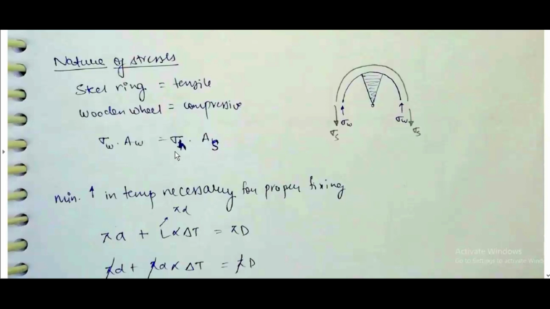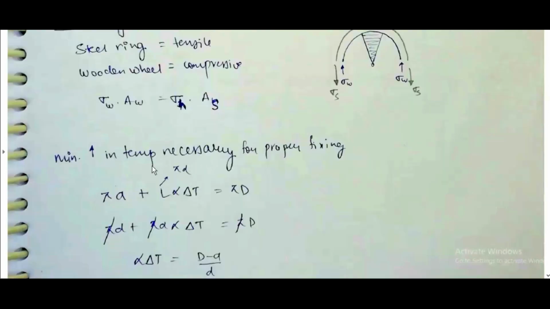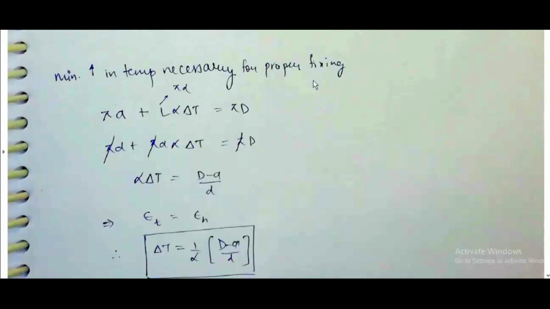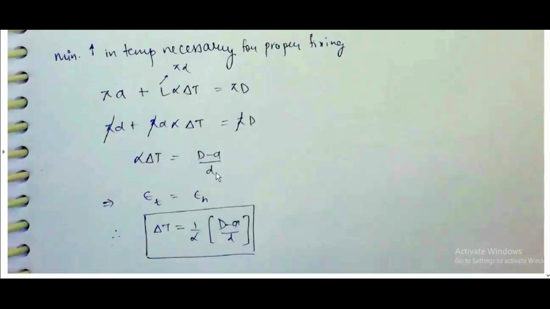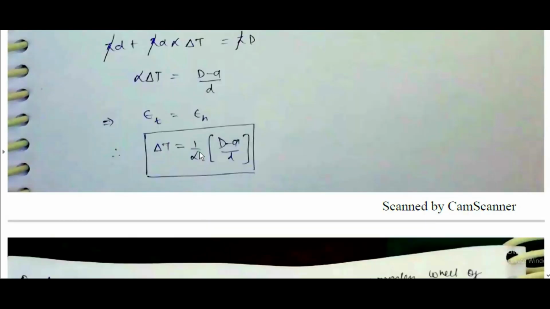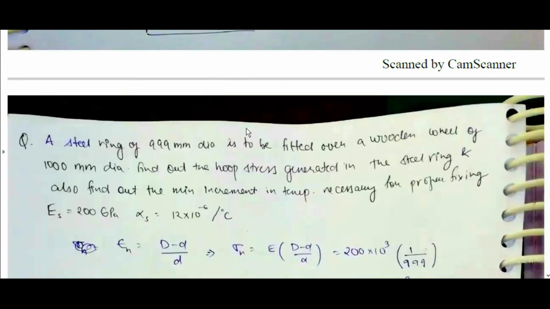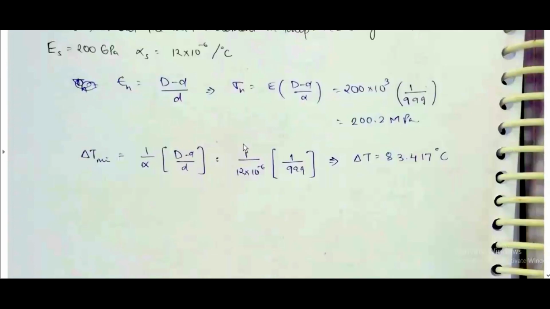Sigma W AW is equal to sigma S. For the minimum increase in temperature necessary for proper fixing: pi small d plus pi d alpha delta T is equal to pi capital D. L is pi d. Then alpha delta T is equal to capital D minus small d by small d. Epsilon T is equal to epsilon h. Then delta T is equal to 1 by alpha times capital D minus small d by small d.